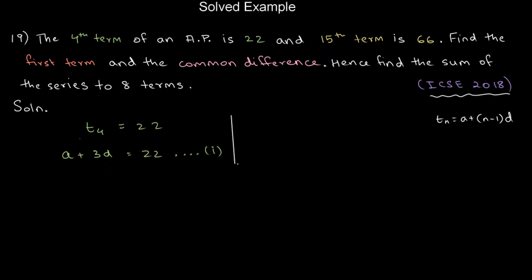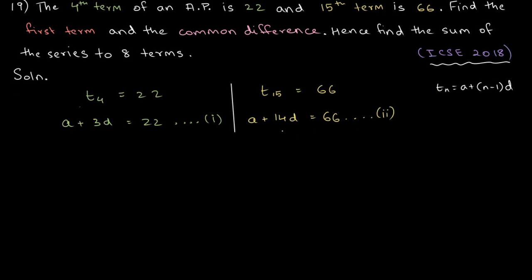They've given us another condition here that the 15th term is 66. So in a similar way, the 15th term, I can write that as T15 equal to 66. And if I write T15 in terms of A and D, that becomes A plus 14D is equal to 66, right? n minus 1, so 15 minus 1 is 14. So I get A plus 14D is equal to 66. This is my second equation. So as you can see, I have two linear equations and two unknowns, which I can solve simultaneously to get the value of A and D.